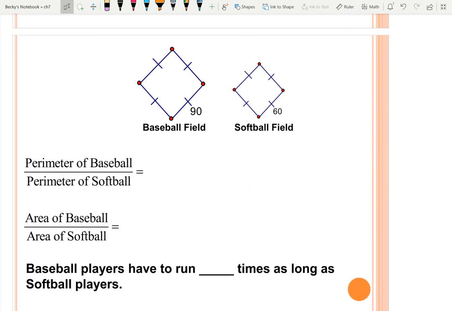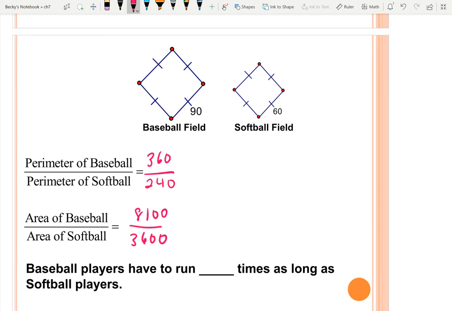Okay, so let's find the perimeter of the baseball field. To do that, we're just going to take 90 times 4, and that is 360. And the perimeter of the softball field, 60 times 4, is 240. Okay, so the area of the baseball field, we would actually do 90 times 90, which is 8,100. And the softball field, 60 times 60 is 3,600.